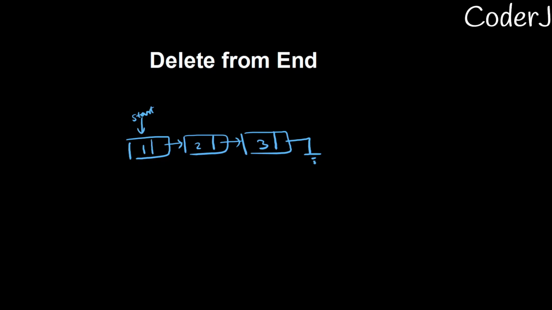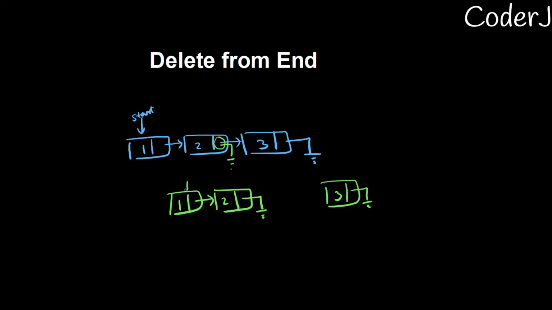So you just need to make your 2 stop pointing to 3, right? So you just need to reach till the second last node, that is, in this case, 2, right? Once you reach 2, you say that okay, the next of 2 should no more point to 3, rather it should point to null, right? This way your linked list now becomes 1 points to 2 and 2 points to 3. Now you have completely lost your reachability to 3, and this becomes your current linked list.